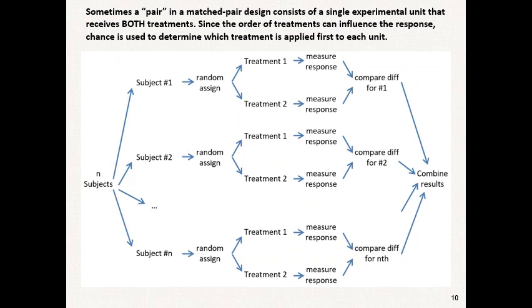Another example of this is that sometimes one subject gets two treatments, one after the other. And here, instead of randomly choosing one of the pair to go into one treatment and one to go into the other, the one subject is randomly selected as to which of the treatments they see first. But in this case, one subject gets both treatments.